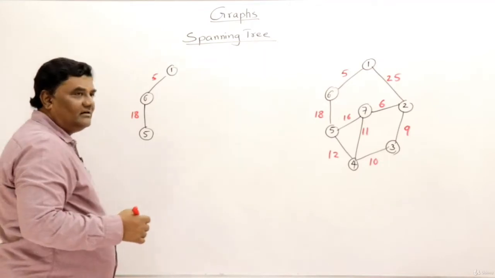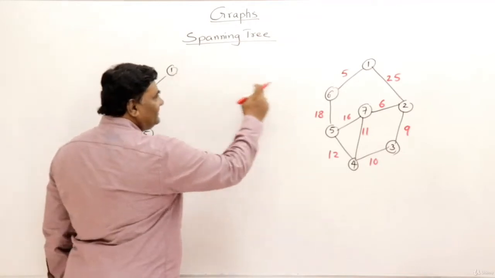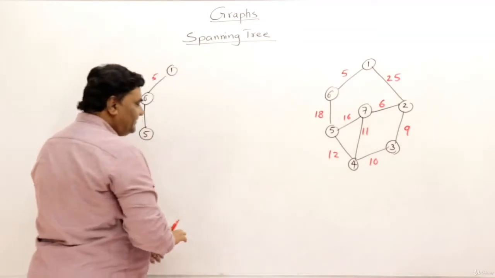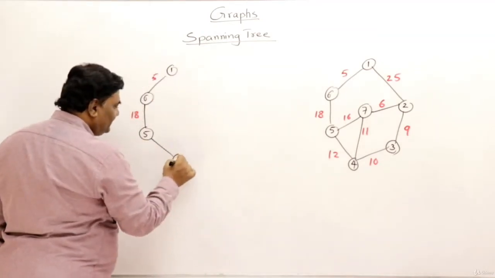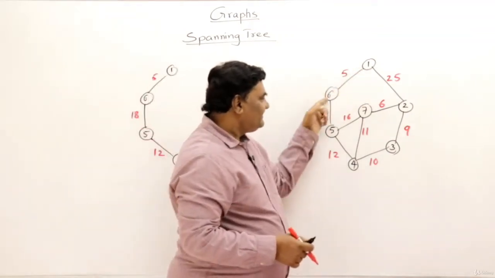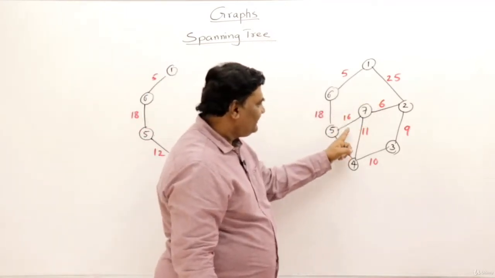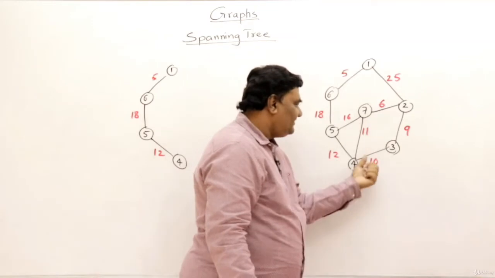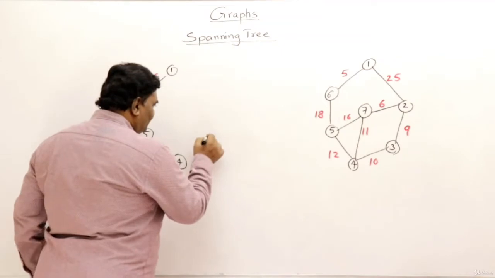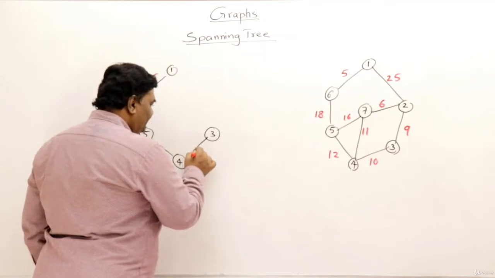Now repeat the same thing. Select the minimum but connected. From 1 it is 25, from 5, 16, 12 and 11. So 12 is minimum. So select 12. Now next, from 1, 6, 5 and 4, find out the minimum connected. This is 25, this is 16. For this one, this is 11 and this is 10. So 10 is minimum. Take that minimum. This is 3 to 4 or 4 to 3, which is of weight 10.